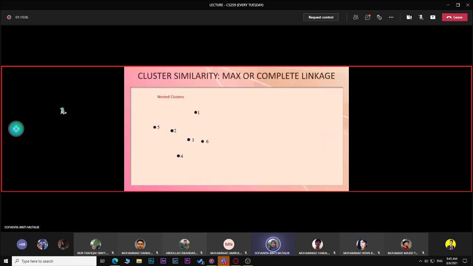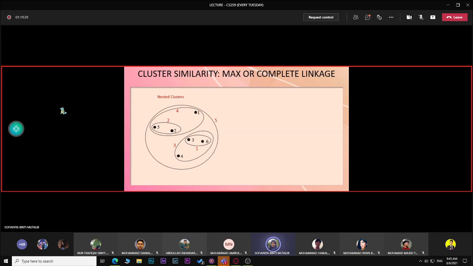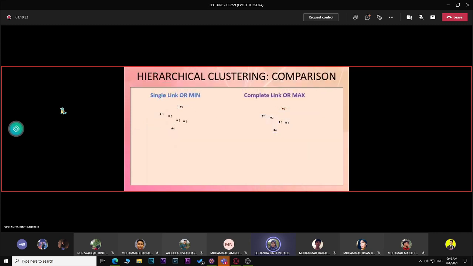So if you want to have a look at the process on the max or complete link, it starts with 3, 6, and 2, 5 originally, same like min. But in the second iteration, as you see here, it will merge the other clusters, other objects here. And 2, 5 will be merged with object 1. And this will be the fifth cluster, and this will be the diagram. We can have a comparison between these.